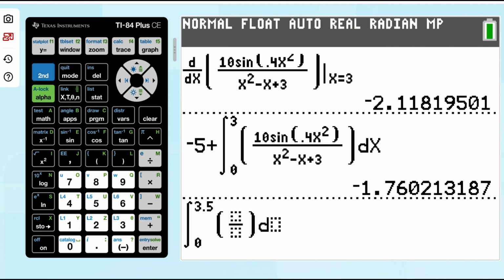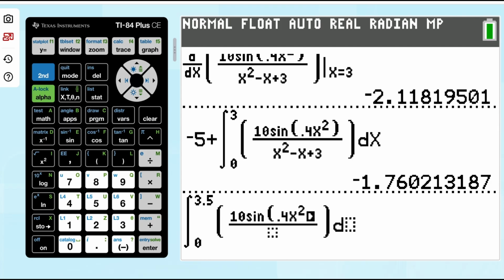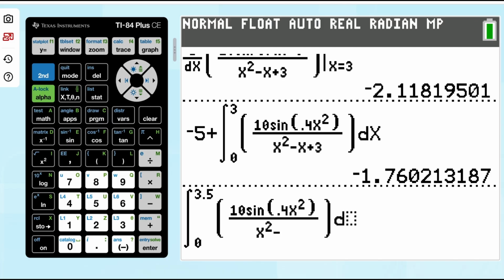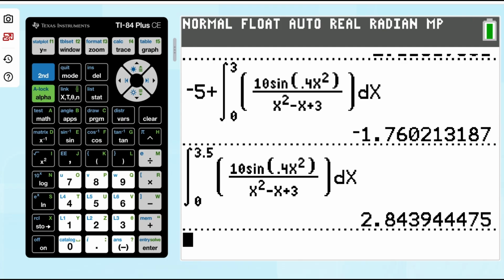And this is why sometimes it's nice to put the function into the y equals so you don't have to keep typing it over and over again. But since we didn't do that, we'll just keep typing it. It's not so bad to do. Same function every time here. Hopefully I've typed this in correctly: 10 sine of 0.4x squared over x squared minus x plus 3 from 0 to 3.5. That gives us 2.844 when we round.